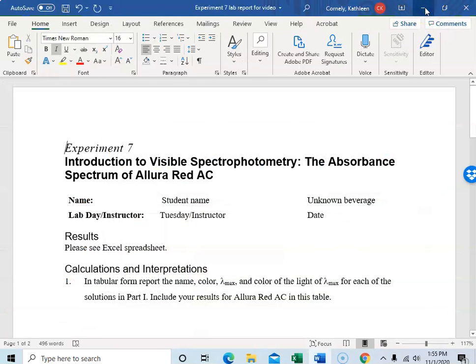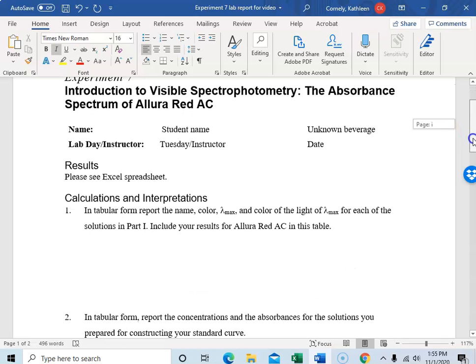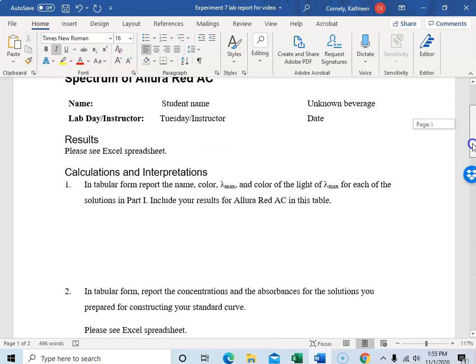All right, so you're going to have a Word file as well. I have my experiment number and my title, and your name, what beverage you used, and the day, and your instructor and the date. This is an analytical report, so we start with the results. Everything that we asked you to do in the results section will be in your Excel spreadsheet. So you just need to type, please see Excel spreadsheet.